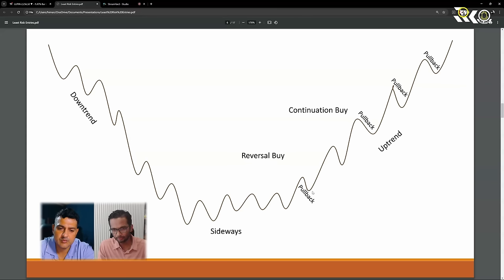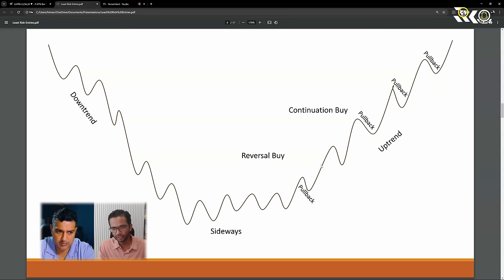Now here, I am personally interested only in this phase. I'm not interested in sideways. I'm not interested in downtrend. Many people do that bottom fishing near this zone, but I don't personally do that. Once a stock reverses the trend, here will be your reversal buy, because reversal buy means that the stock is now reversing the trend.